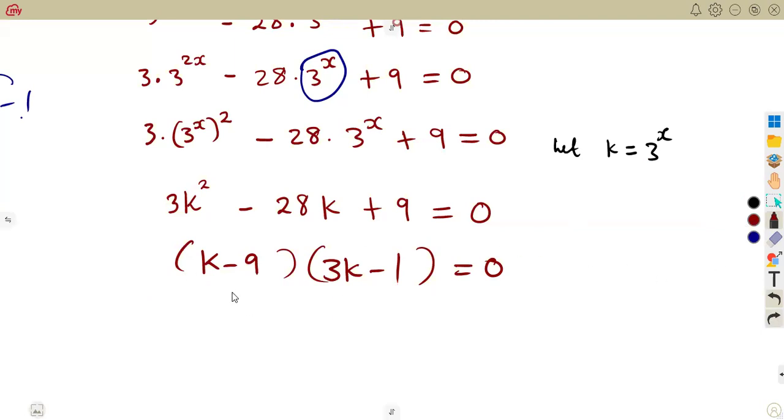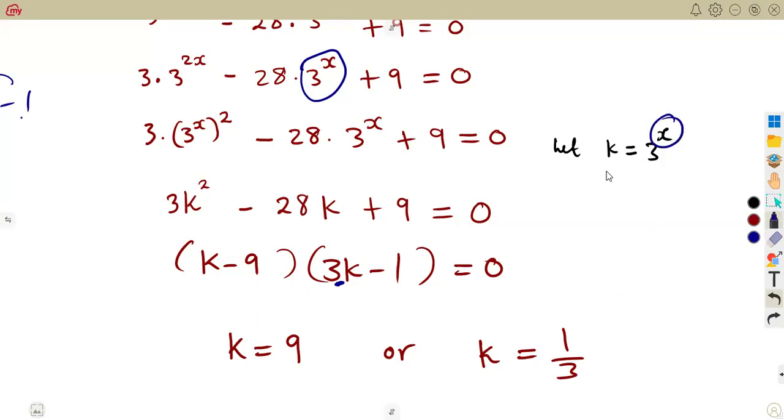So there we can solve for k. Minus 9 to the other side gives us a positive, so k is equal to 9. Or on this one, minus 1 to the other side will be a positive 1. Then you have to divide by 3. So k is going to be 1 over 3. All right. So these are the values of k, not x, as we are solving for x.